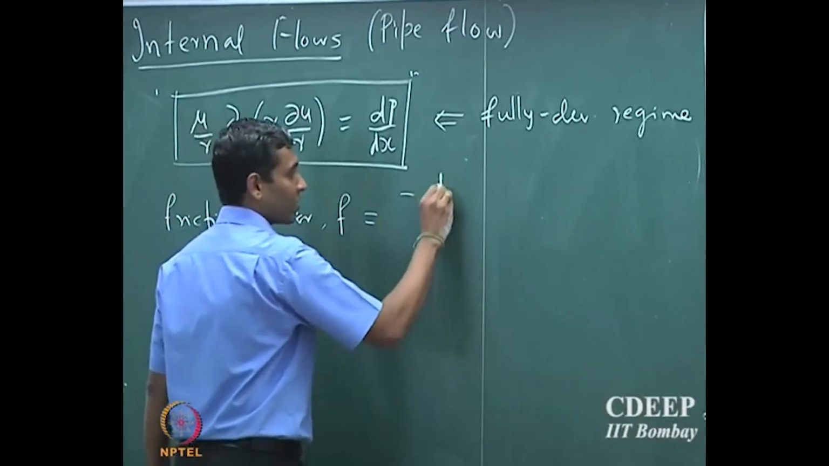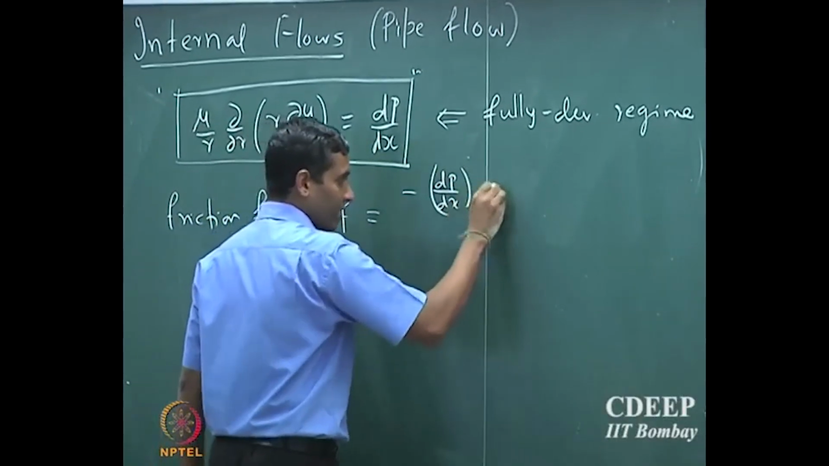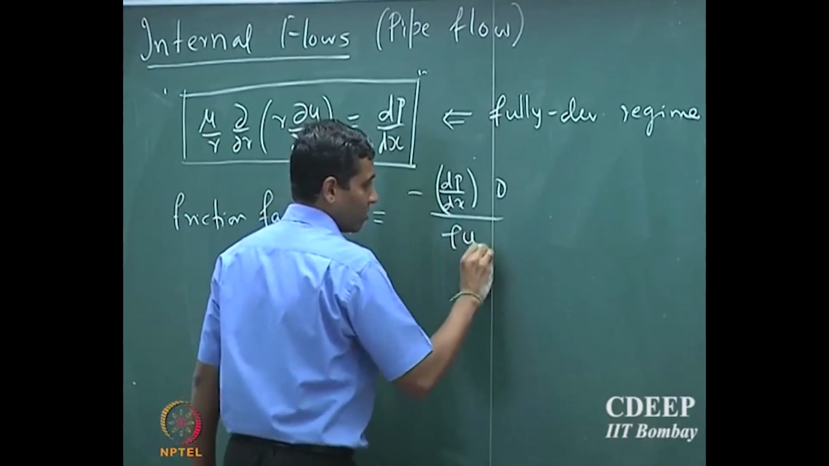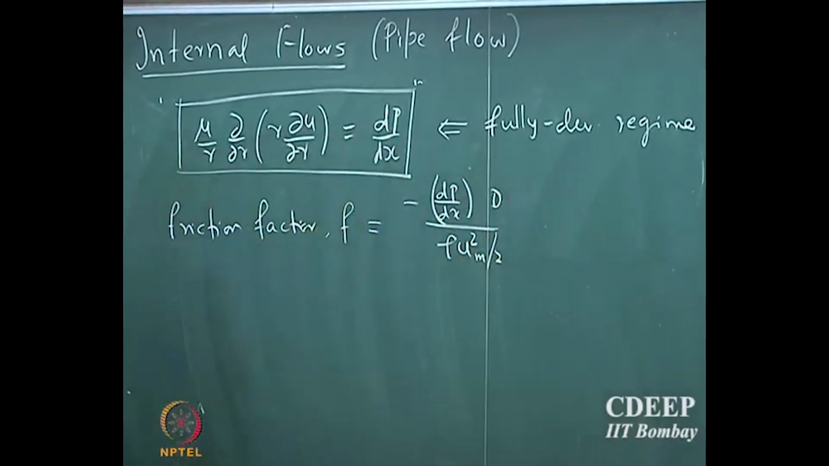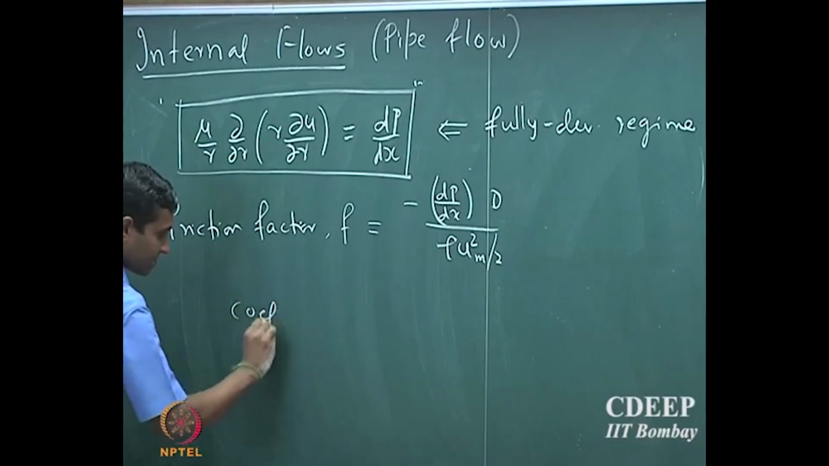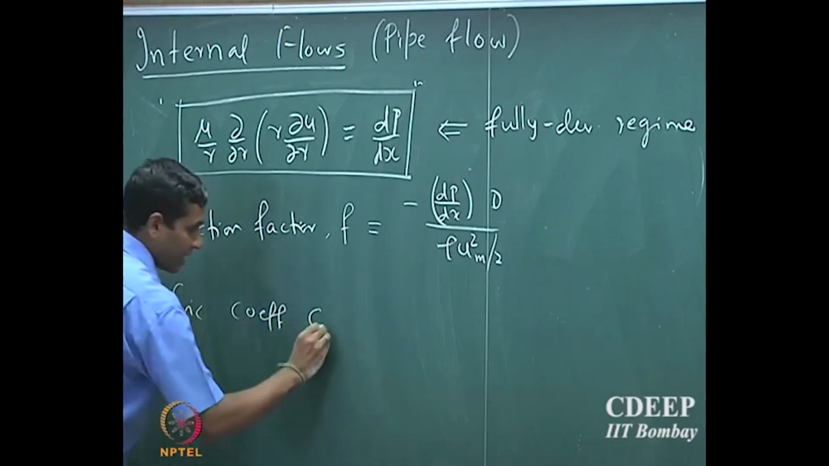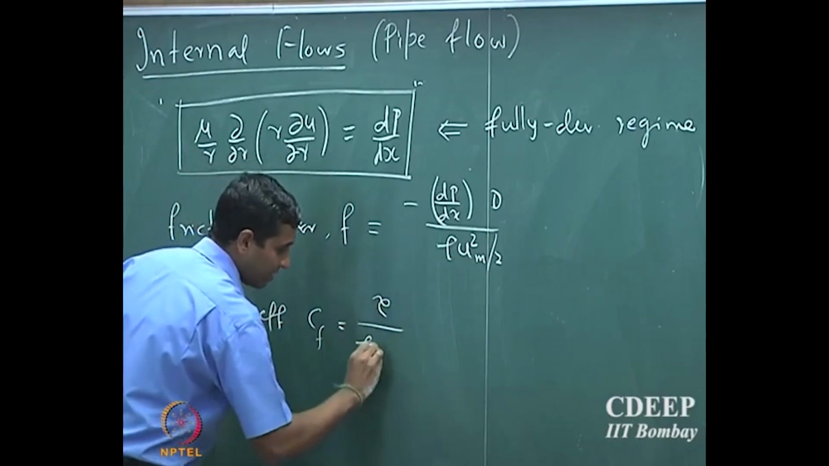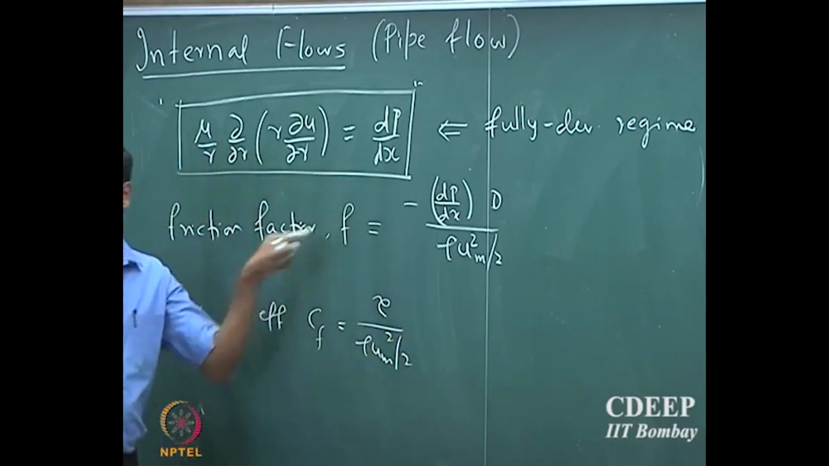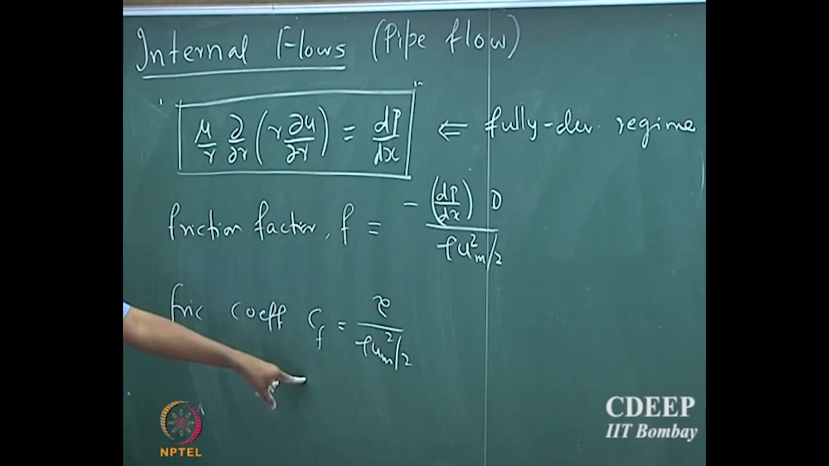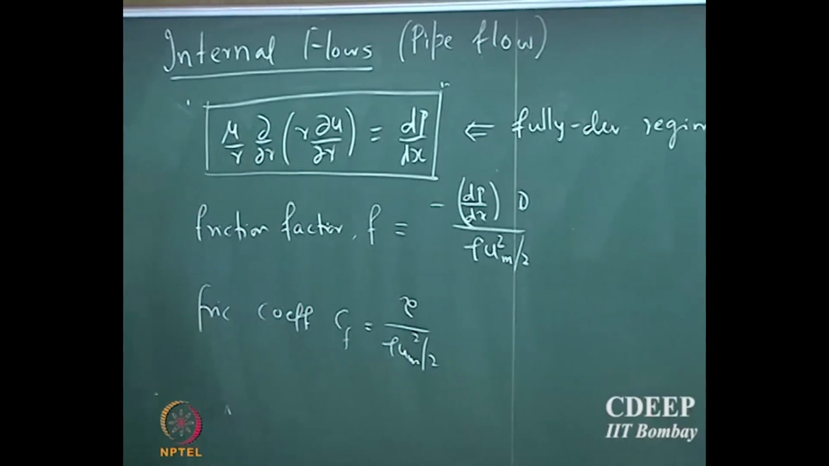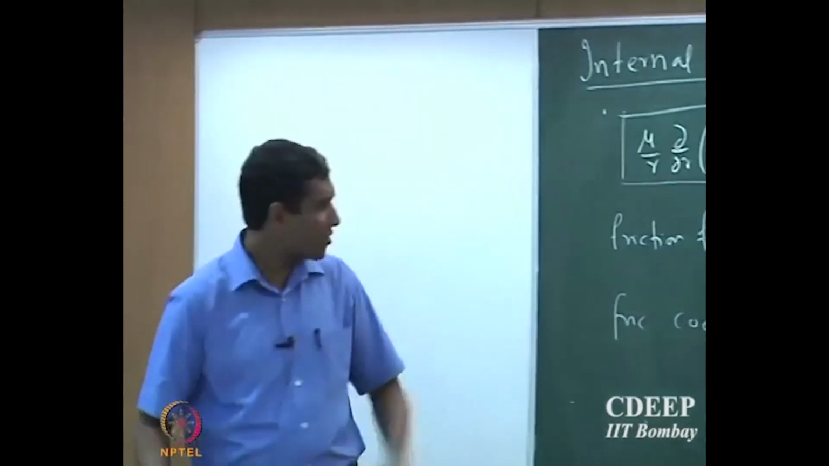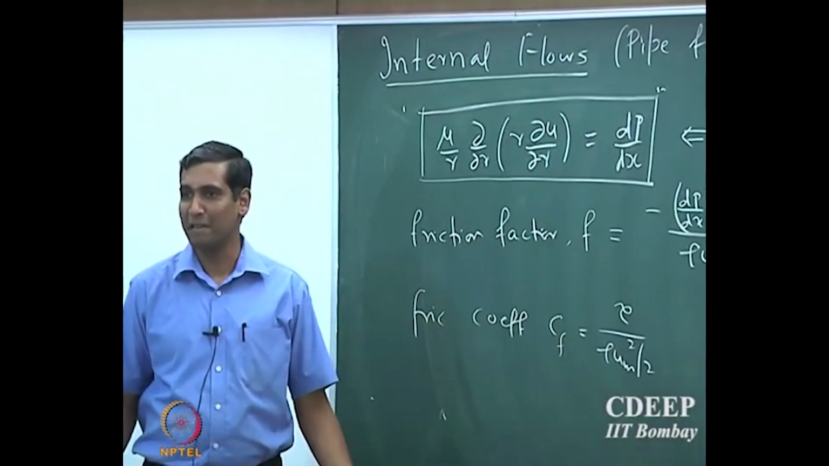So that's given as minus dp by dx into d divided by rho. So that's the friction factor. How are the friction factor and friction coefficient defined? What's the friction coefficient? So the friction coefficient, that's Cf, that's tau divided by rho um square by 2. How are these two related? How are these two related? Yeah, they are not the same, definitely not the same, but how are they related?